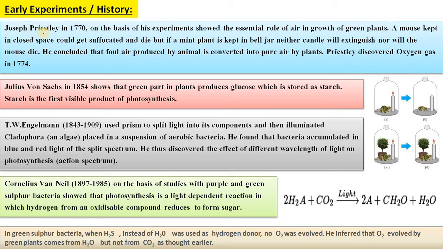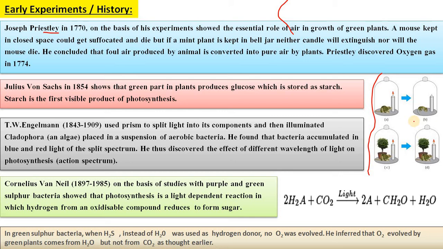In 1770, Joseph Priestley performed a series of experiments that revealed the essential role of air in the growth of green plants. Priestley, you may recall, discovered oxygen in 1774. Priestley observed that a candle burning in a closed space, a bell jar, as you can see here in this picture, soon gets extinguished, and similarly, a mouse kept in it would soon suffocate in the closed space. He concluded that a burning candle or an animal can damage the air.